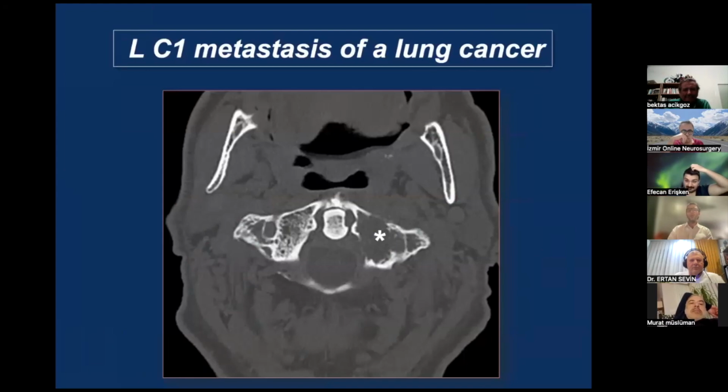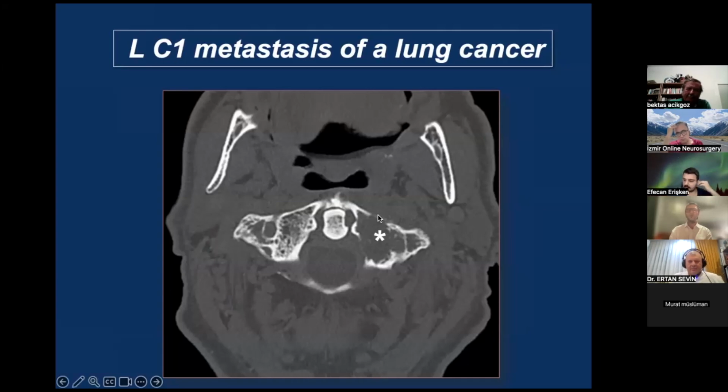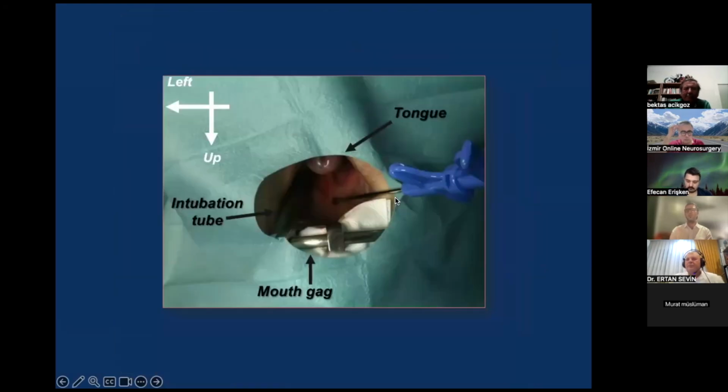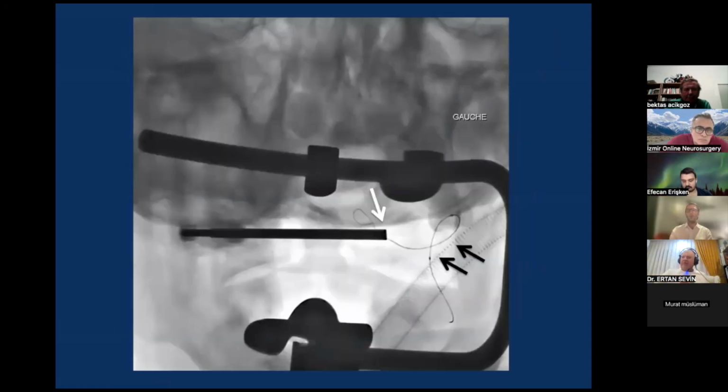Another example of leakage of bone cement during a vertebroplasty: it was a left C1 metastasis from a lung cancer. You can see the osteolytic lesion of the left lateral mass of C1. Here, coronal reconstruction. As I showed you previously, we use a transoral route to reach this lesion. This is a bone needle which is positioned toward the lesion. This is the final positioning of the bone needle.